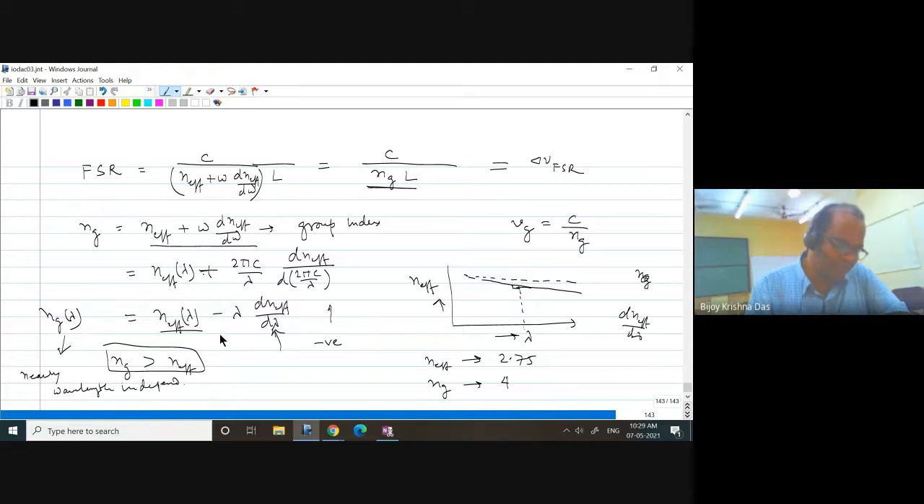So in that case, if the group index is constant as a function of lambda, then we can say that the FSR can also be constant, right? Otherwise, if ng is a little bit wavelength dependent or frequency dependent, the FSR also will be frequency dependent, even though it is in the frequency domain.